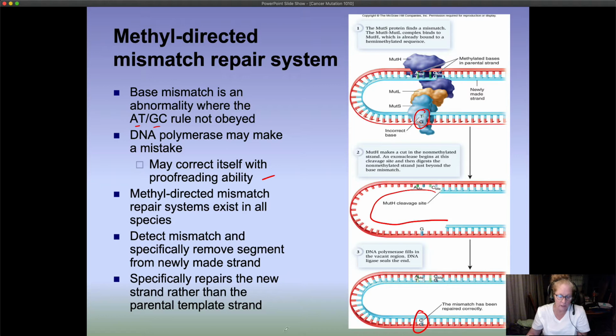In this case, it's going to detect the mismatch, and it's going to remove the segment just like we saw in nucleotide excision repair, but it's going to specifically repair the new strand and not the parent template strand. Because remember, the parent strand was correct. It knows the parent strand was correct, and this is going on during replication, so it's not going to remove the parent strand. It's only going to remove the strand that was being synthesized, because that is the strand where the mutation has occurred. Notice the G was originally present on the parent strand, so it's only going to remove the section of daughter strand and fix it.